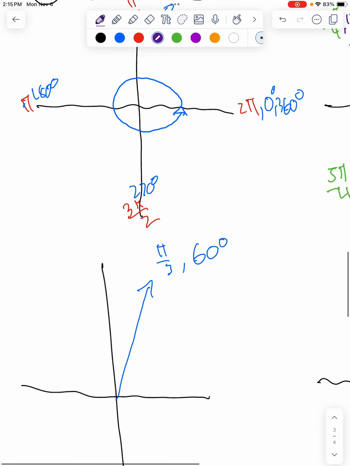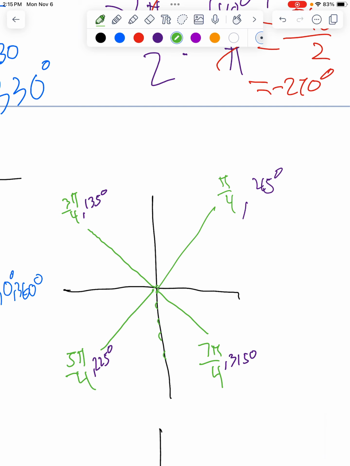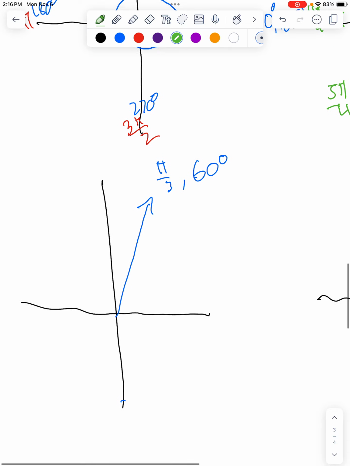If I wanted to look at these, if that didn't make sense when I was counting, this is 1 pi over 4. This would be 2 pi over 4, but we simplify it to this, 3 pi over 4. This would be 4 pi over 4, but we simplify it to this, 5 pi over 4, 6 pi over 4. Again, we simplify it to 3 pi over 2. 8 pi over 4, we simplify it to 2 pi. Wanted to make that clear.